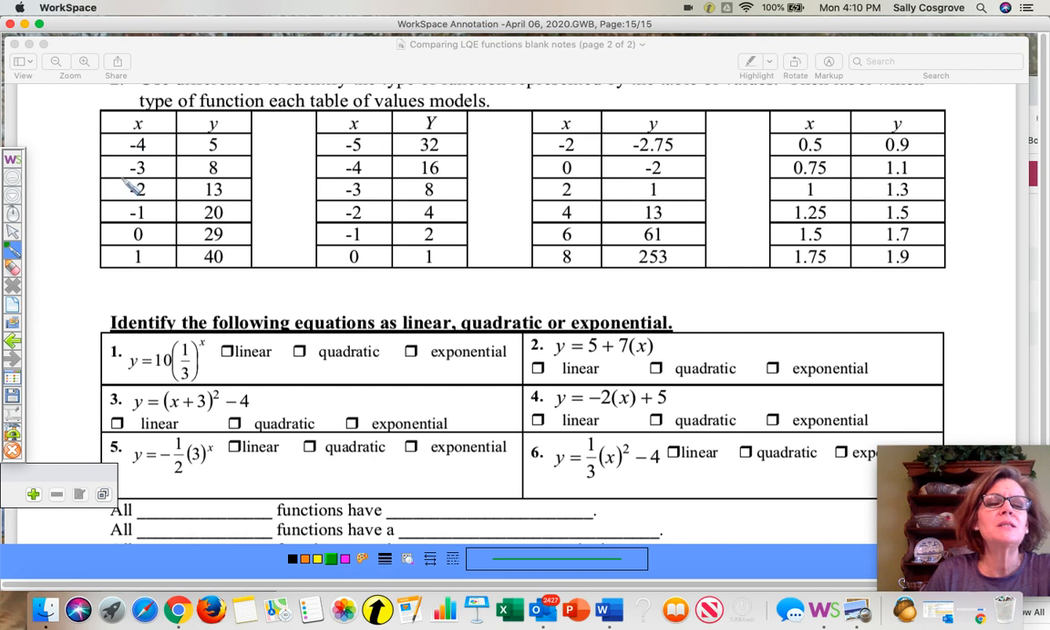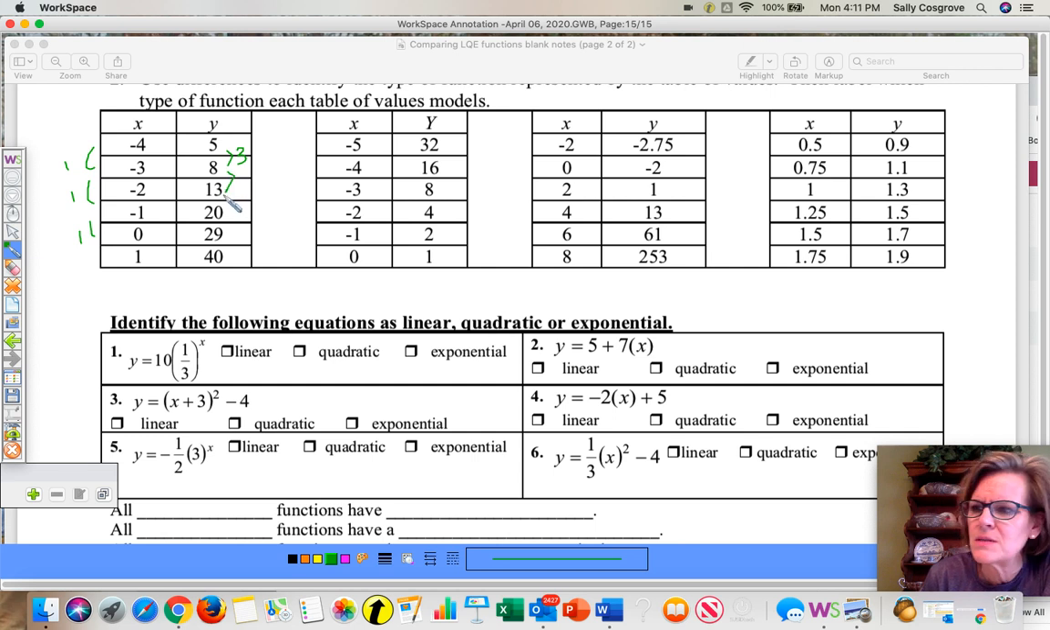So here we are. Let's just look. I'm going to figure out which kind of function it is. So let's see. X is changing by 1 each time. Okay. +1, +1, +1. All right. So let's see if we can see how the y values are changing from 5 to 8. Well, that's 3, isn't it? So that's 3. We'll look at first differences.